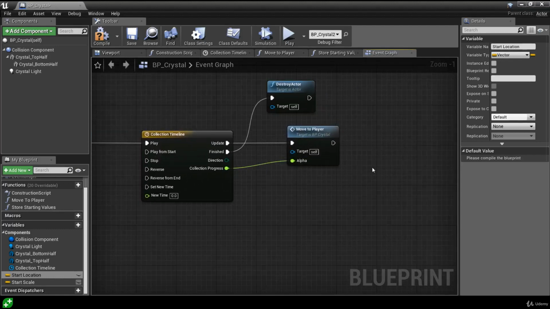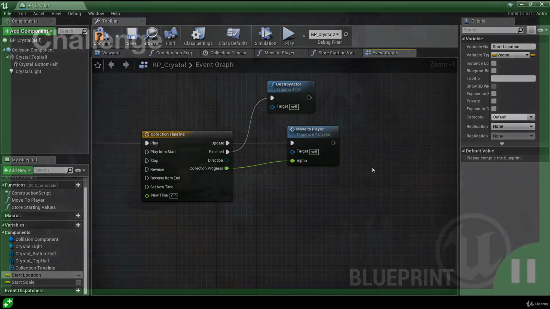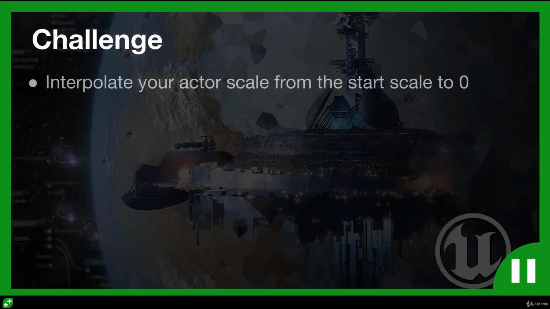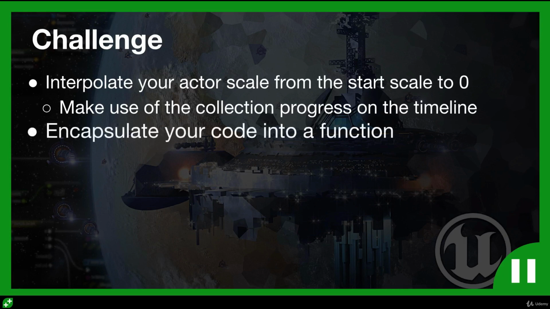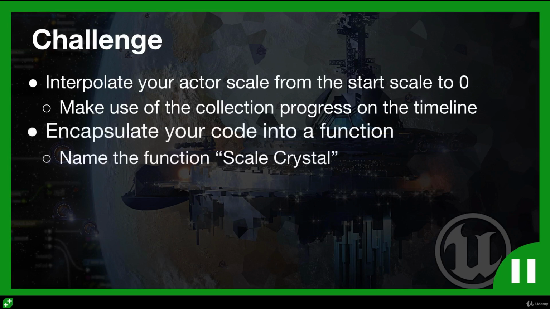Now we can come back to our event graph, and we're going to be looking just after our timeline now, but I'm going to make you do the rest here. Interpolate your actor scale from your start scale variable we just created and make the scale interpolate to 0. And make sure to make use of the collection progress value on the timeline. Then encapsulate your code into a function and name the function scale crystal. So pause the video here, and if you get stuck, make sure to check out your move to player function because it's going to be very similar. So once you complete this challenge, come back to the lesson and we can continue.